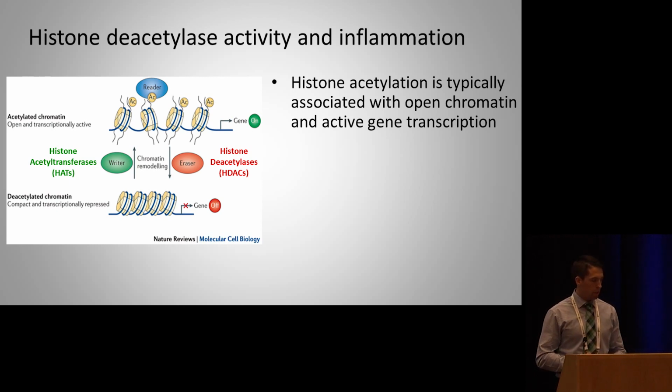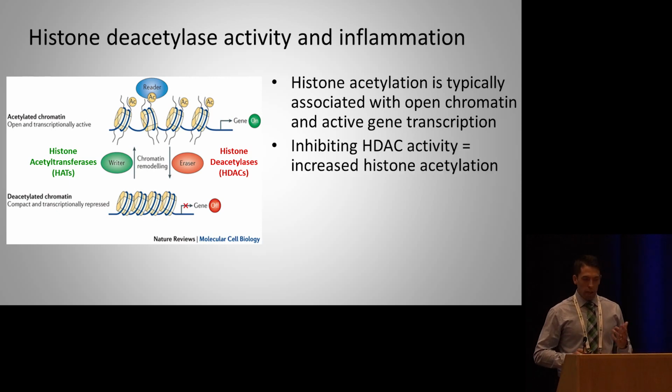nuclear regulatory complexes. The addition of histone acetylation is catalyzed by one set of enzymes called histone acetyltransferases, and the reverse, the removal of histone acetylation, is catalyzed by HDACs, histone deacetylases. Again, HDAC activity results in lower levels of acetylation, which is typically associated with a more compact, dense chromatin state and gene repression. So inhibiting HDAC activity pushes cells to a hyperacetylated state, which is typically associated with active gene transcription.